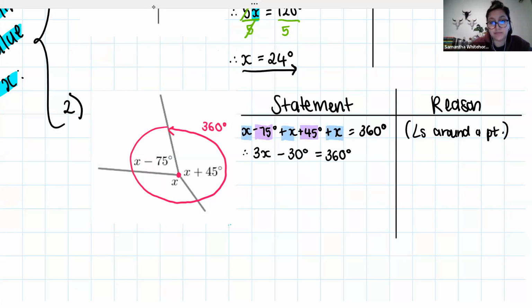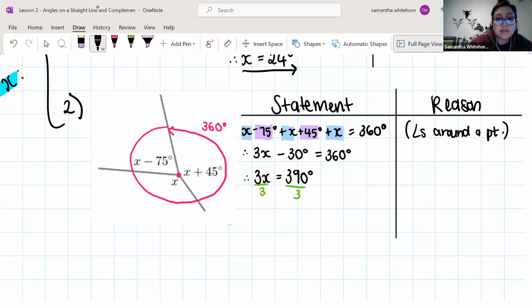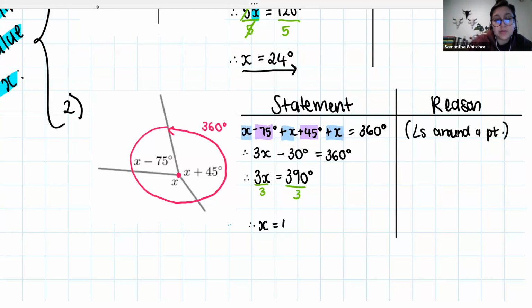Now we solve our equation. That's it. We're going to add 30 on both sides. So 3x is equal to 390. We then divide both sides by 3 because that's what my inverse operations tell me to do. And so we get that x is equal to 130 degrees.